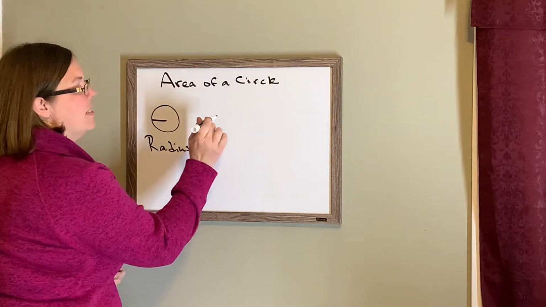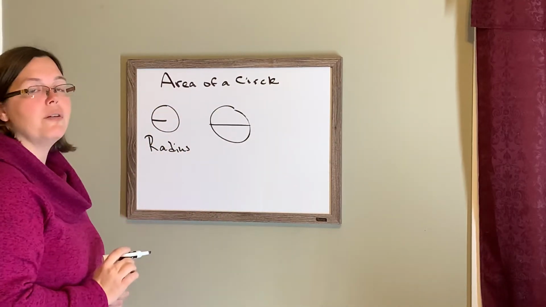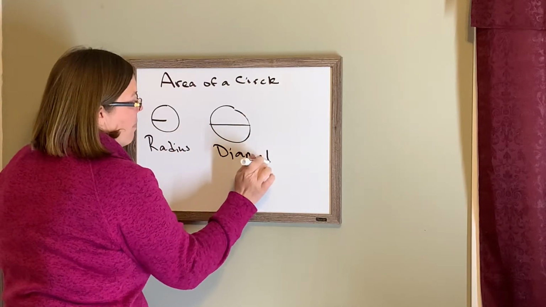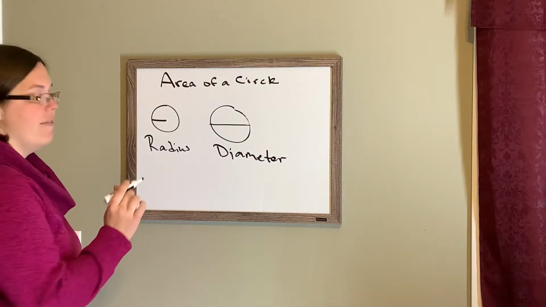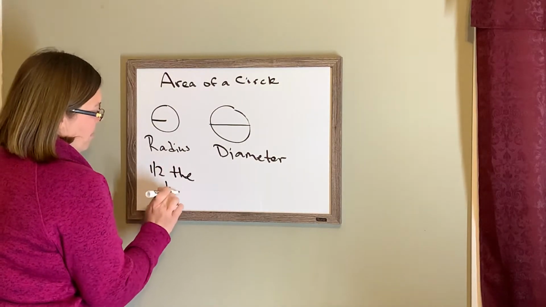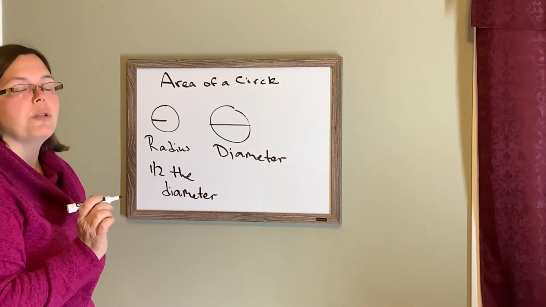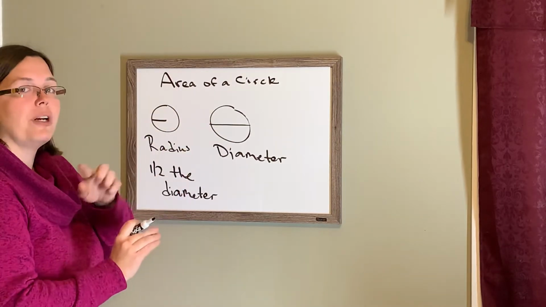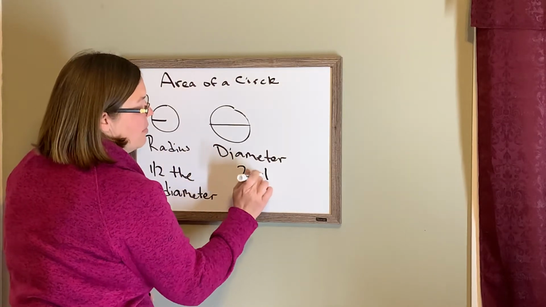We also have a diameter. A diameter goes through the center of the circle from one side to the other. As we know, the radius is half the diameter. And the diameter is 2 times the radius. It would take 2 radiuses to stretch across to make the diameter in a circle. So diameter is 2 times the radius.